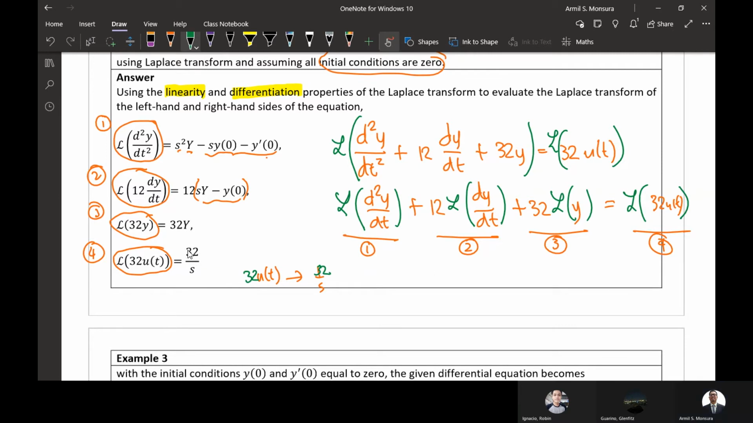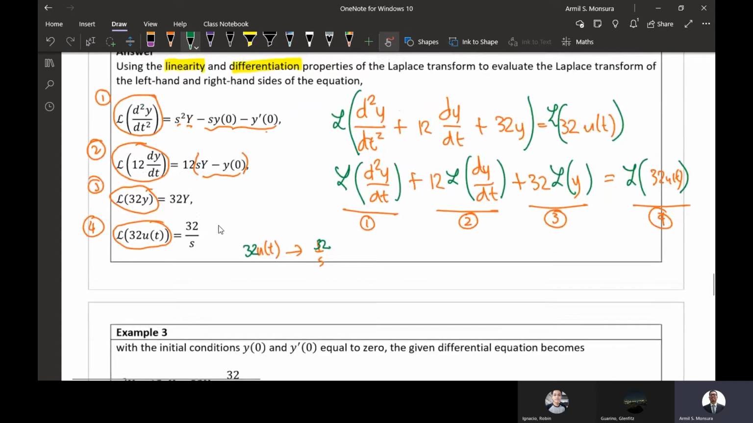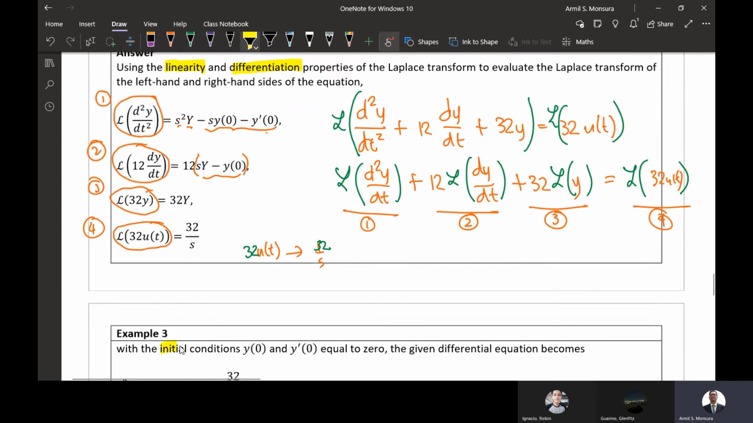Now, since the problem states that the initial conditions are 0, yung initial conditions na tinutukoy dito are all initial values of y and its derivatives. So, ibig sabihin, ito yon. Yan, yan, at saka yan. Lahat daw ng value niyan ay 0. Okay? So, ano ngayon ang may iwan kung lahat ng value na yan ay 0? Ang may iwan na lang dyan ay ito, s squared Y, yun na lang ang may iwan dyan.